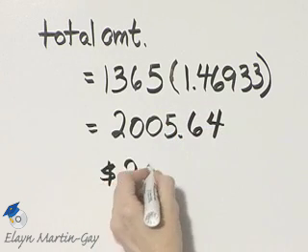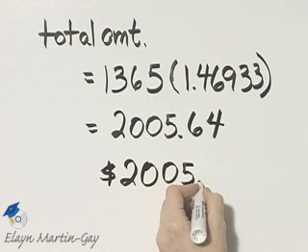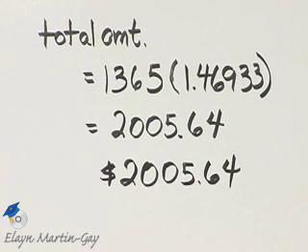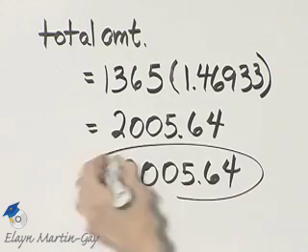What does that mean in the context of our problem? That means that after how many years? After 5 years, the amount in the account will be $2,005.64.